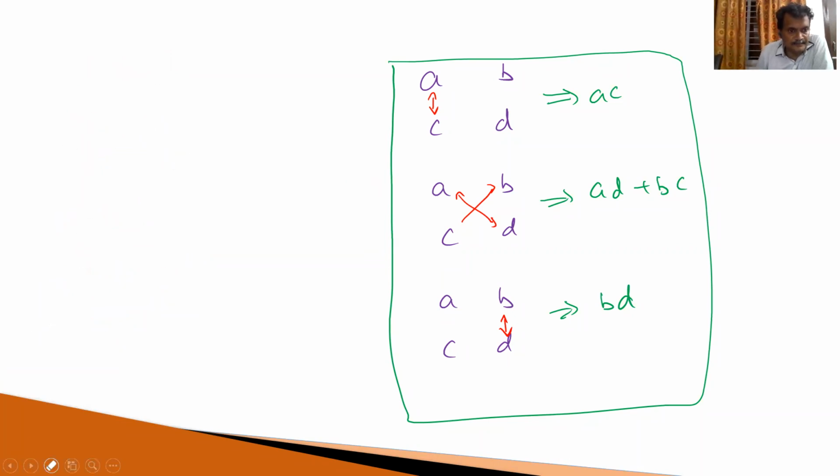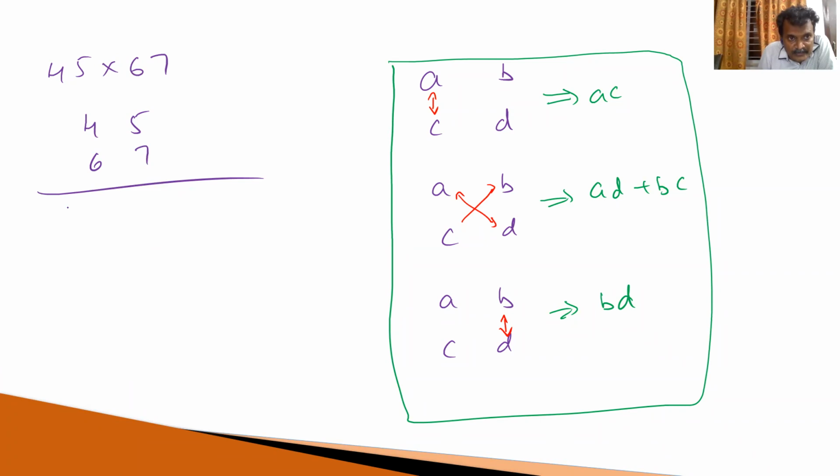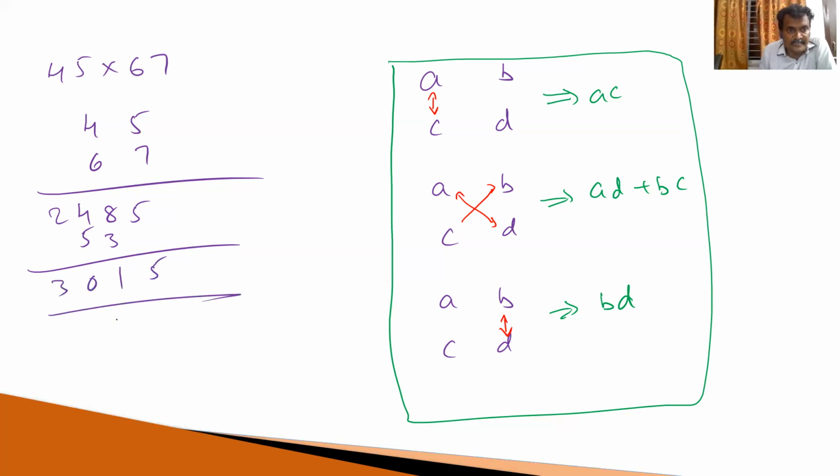Next example. 45 into 67. 4, 5, 6, 7. What should we do? First 4 into 6, 24. Next 4 into 7, 28. Keep in your mind. 6 into 5, 30. 28 plus 30, 58. 5 and 8. 5 times 7, 35. This is 3 and 5. So 3, 0, 1, 5. That is the answer.